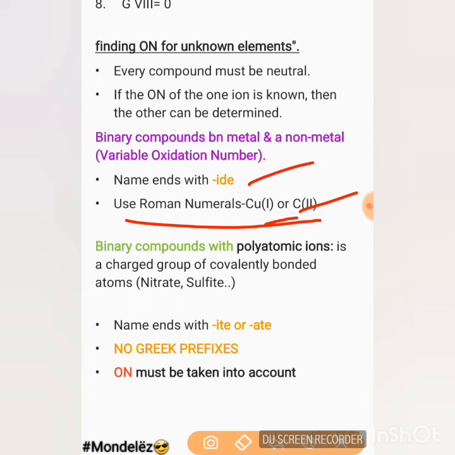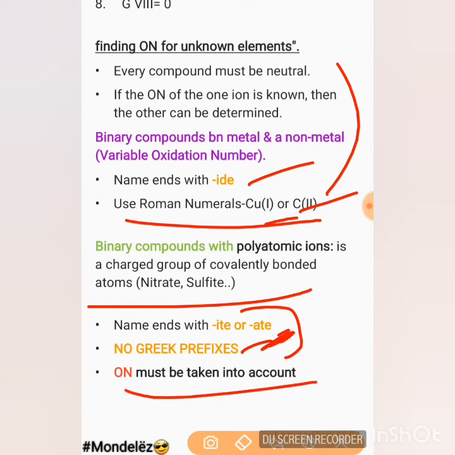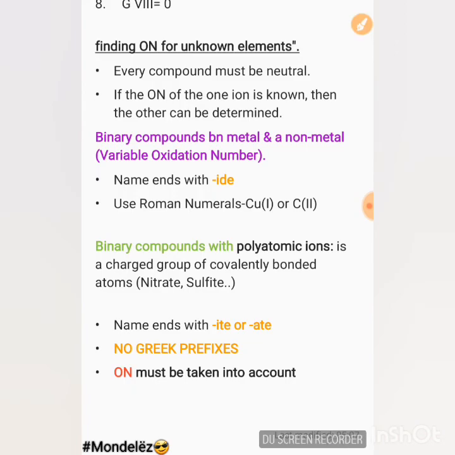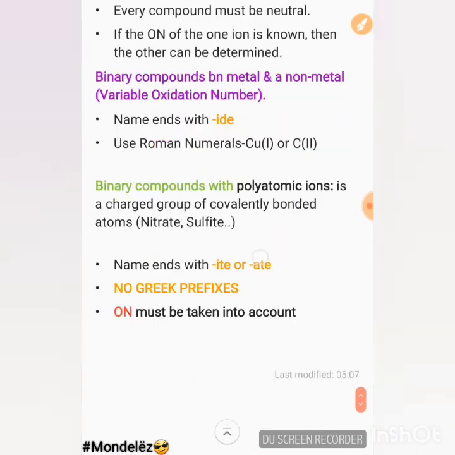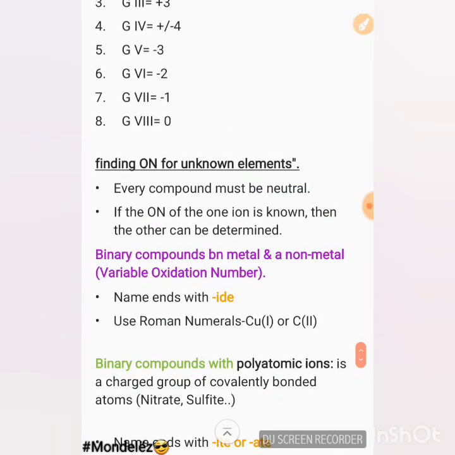What is a polyatomic ion? It is a charged group of covalently bonded atoms, like nitride and sulfides. The naming here is different from those before. It doesn't end with IDE, but with "ite" or "ate", like sulfite and sulfate. There are also no Greek prefixes, and here we also take oxidation number into account. Now I'm just going to give you another video that focuses on examples.